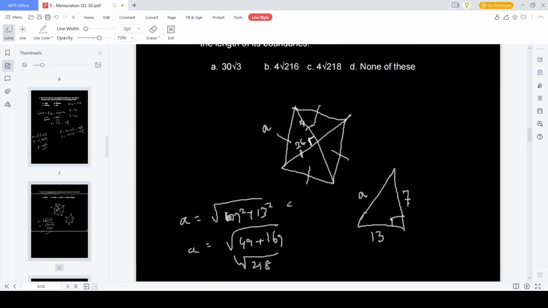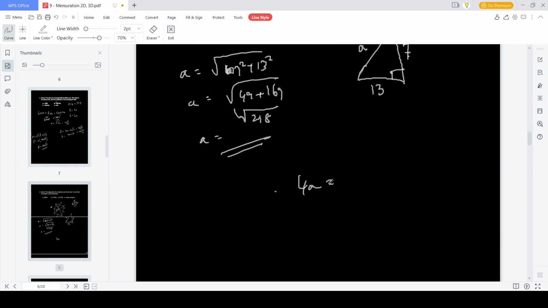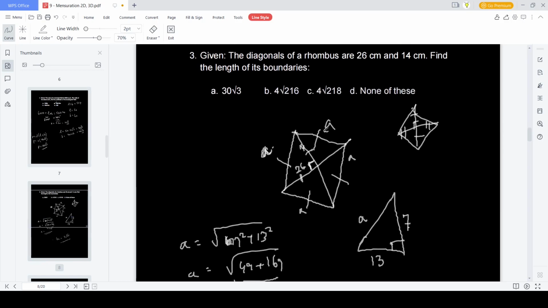So if one side is A, all sides are obviously A, because sides in a rhombus are equal. And one small property was that the diagonals bisect each other perpendicularly. So perimeter is nothing but 4 into this thing, right? 4 into A. So 4 into A is nothing but 4 into root 218. So that's the answer.